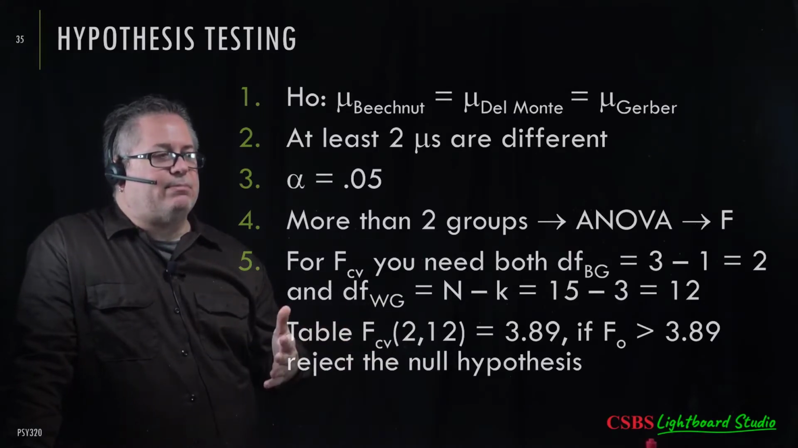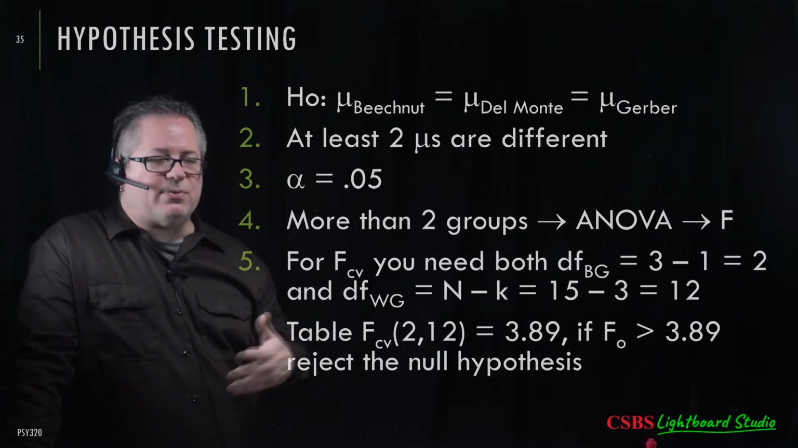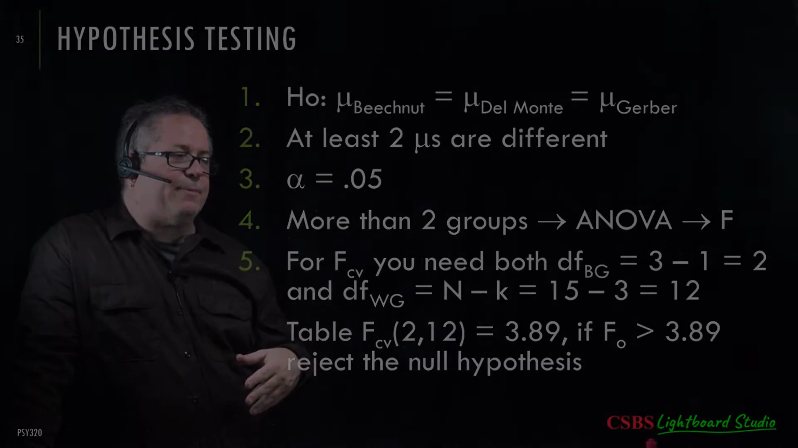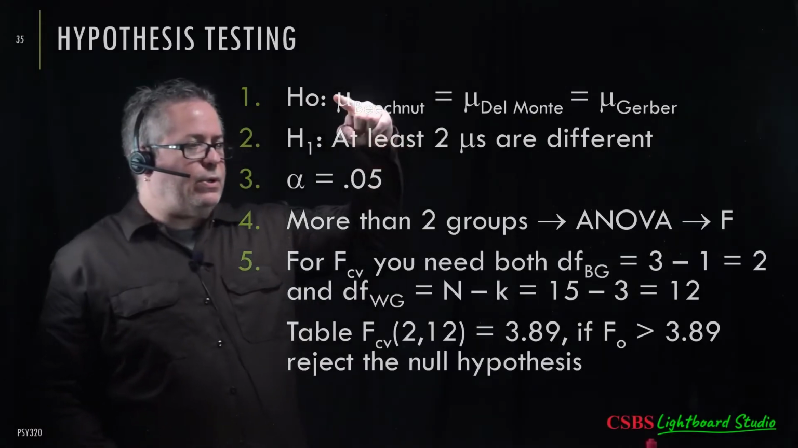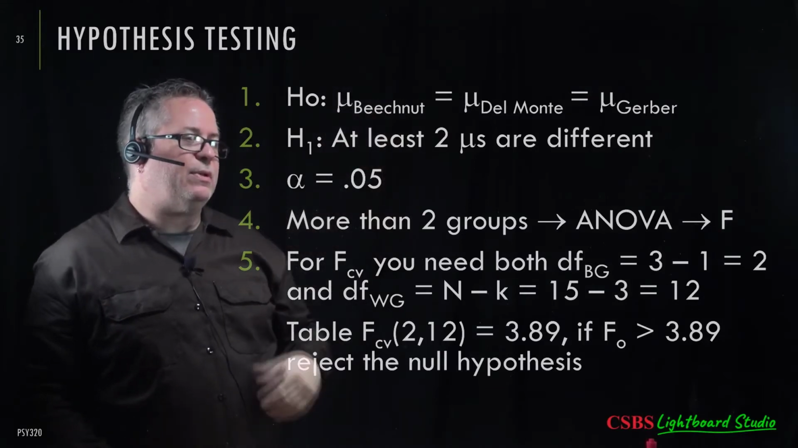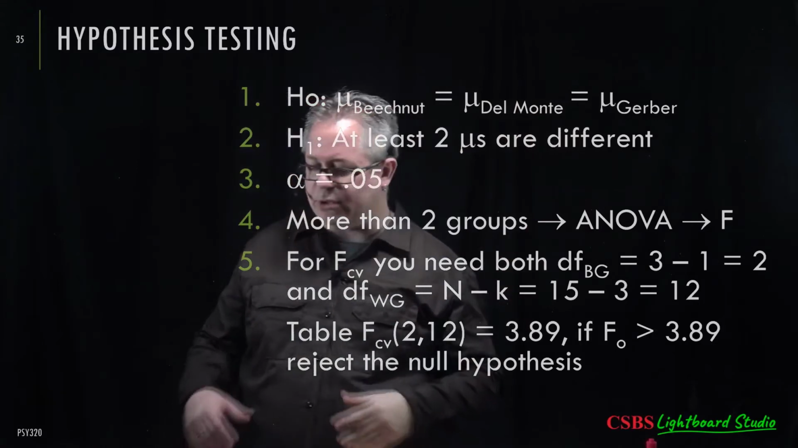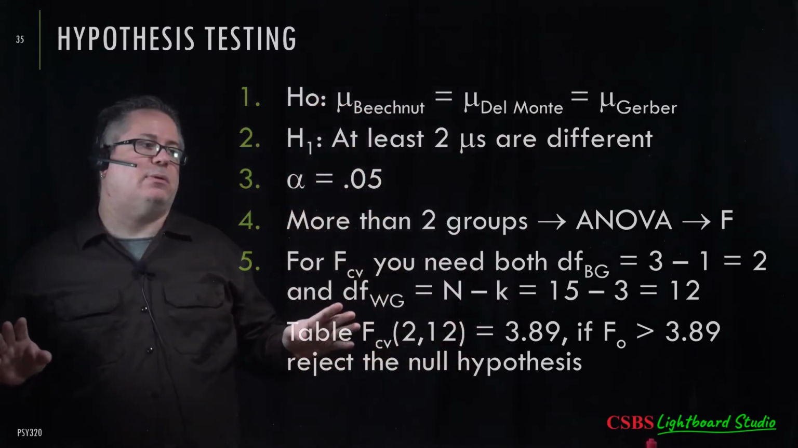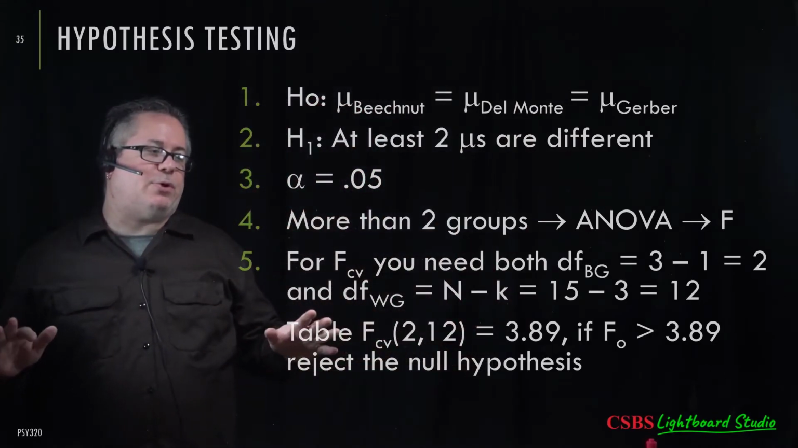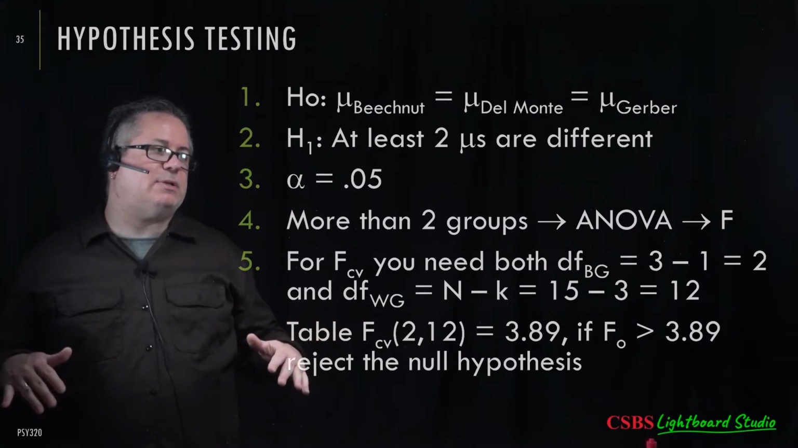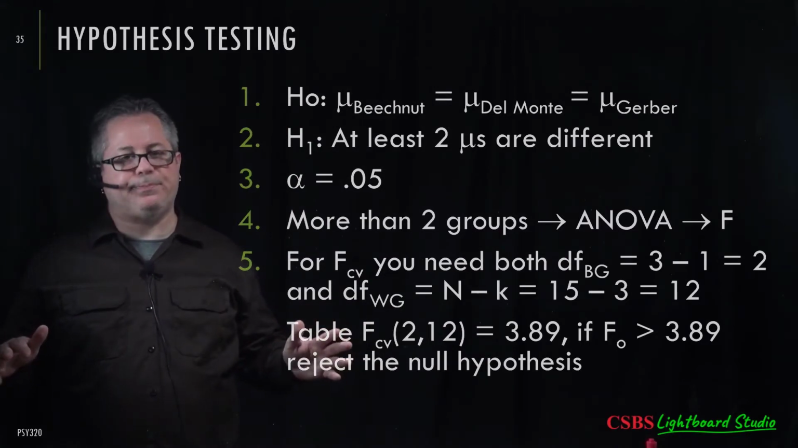But in a way, it's just a no-tailed test. There's no direction. We're not looking at it that way. All right, so the null and alternative hypotheses are going to look the same most of the time. The null is that all the groups are equal. There's no differences. The alternative is, well, at least two of the means are different.